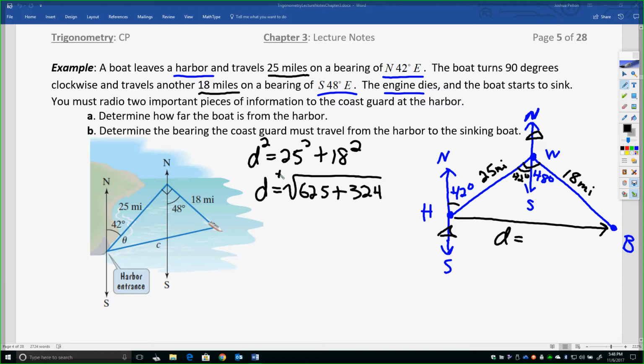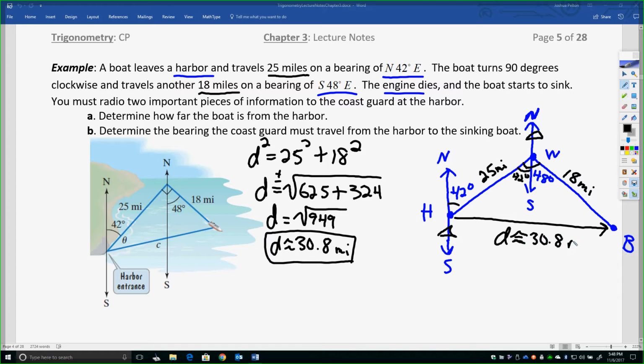Technically it's plus minus, but we only want the positive answer in this case. So d equals the square root of 949, which is not a perfect square. So d is approximately 30.8 miles.